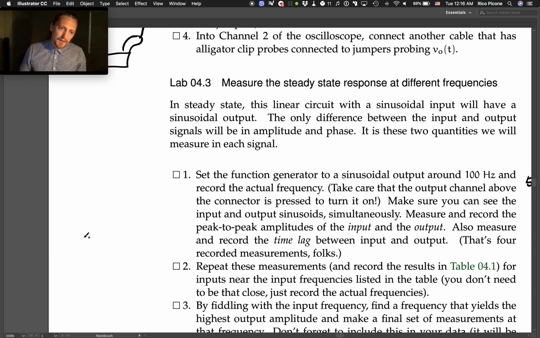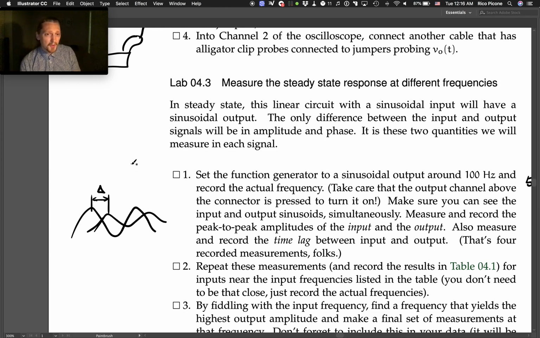So the time lag is a little bit. You're going to have two waves on your scope, right? And I'll show it at a different amplitude. It's not great, but we'll pretend. So one way to measure the time lag is to measure the amount of time between peaks here, and we can call that like delta. Okay, so that's one of the measurements we're going to make.